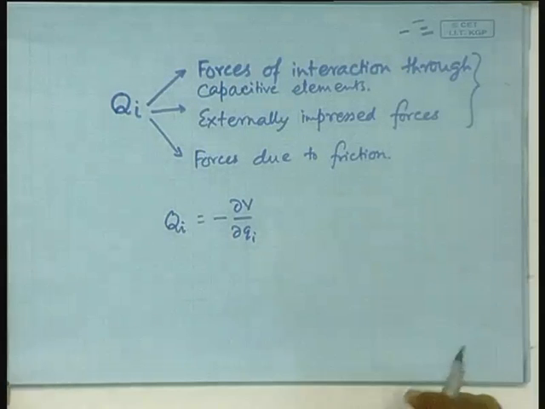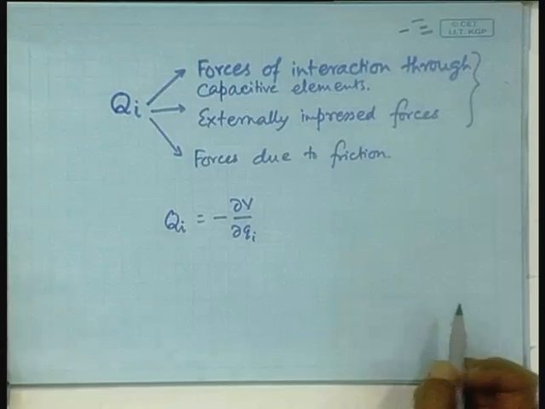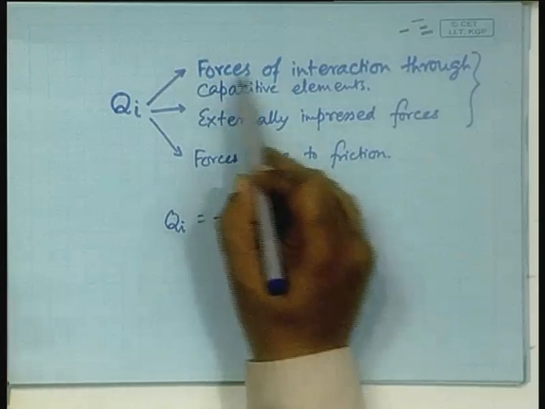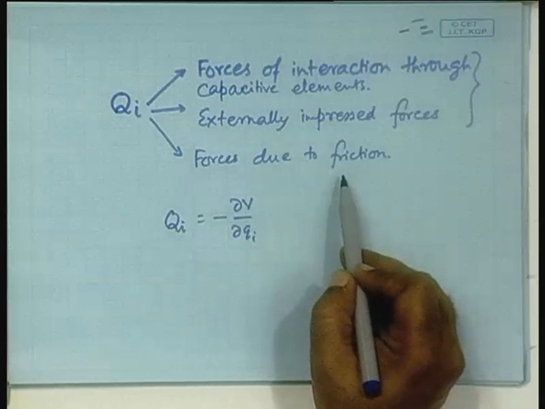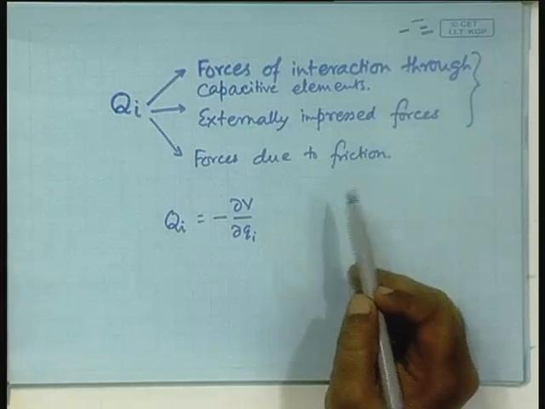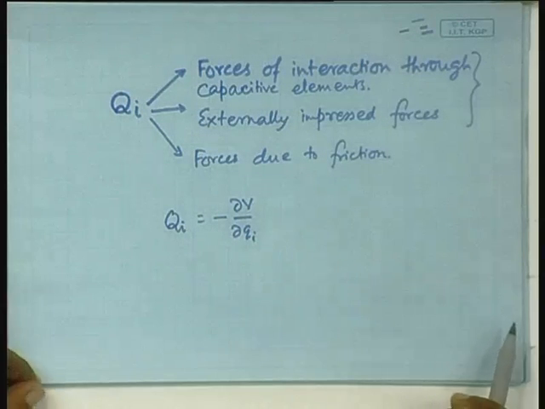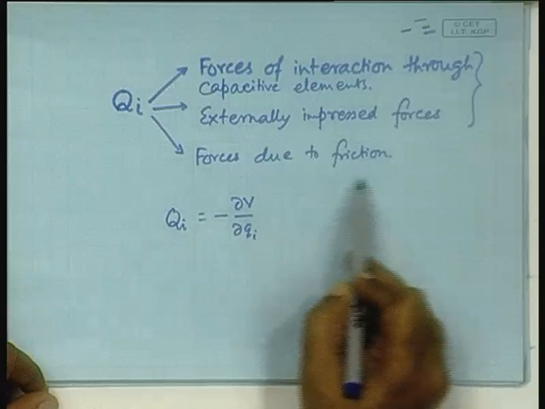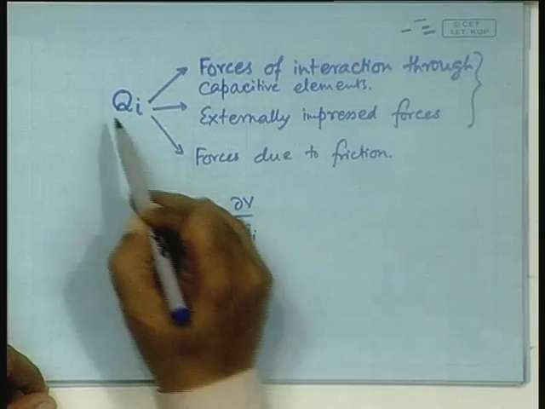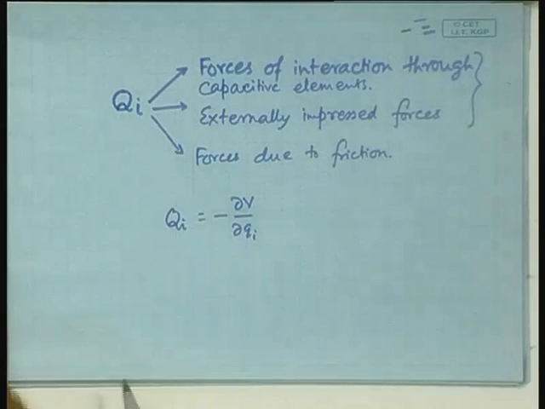So, this was just to recapitulate where we were. So far we have only taken into account these two types, and we have not yet accounted for the forces due to friction. So, that is what we will try to do today. The objective today will be somehow to include the forces due to friction into the Q_i term, but there is a problem here.